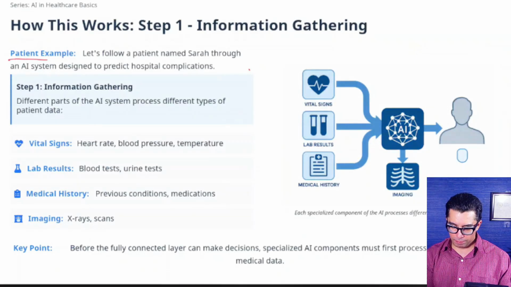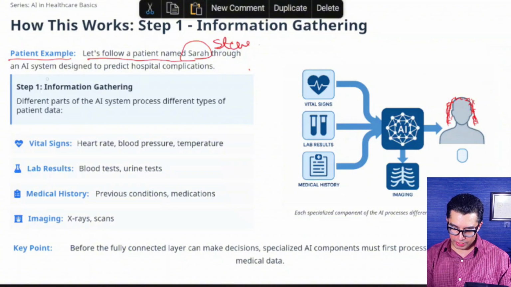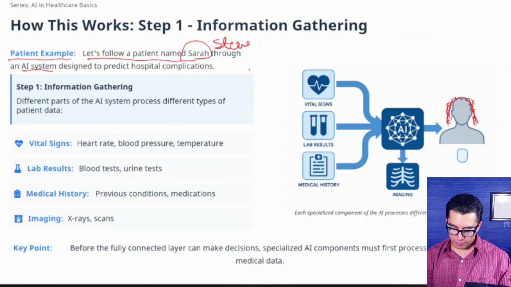Now, let's do an example patient. Let's follow a patient named Sarah. If this is Sarah, maybe I need to get some longer hair over here, possibly, right? I think I messed up with this diagram. Maybe I should have had Steve over here. Anyways, this AI system is designed to predict hospital complications, perhaps.